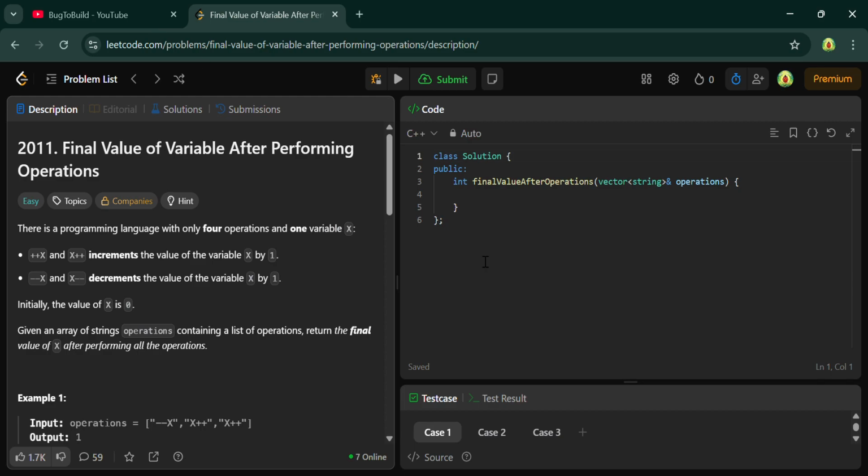Hello viewers, today we will solve one more question of LeetCode, which is 2011.